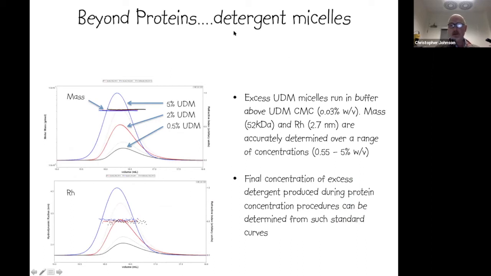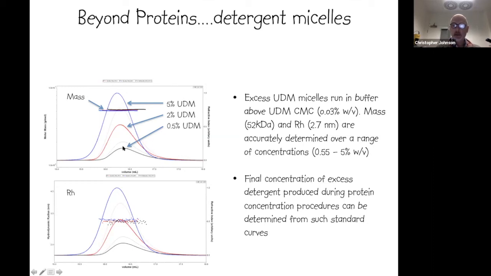If you go beyond proteins, it's quite easy to study other types of macromolecule, in this case, detergents. And you can see here using the detergent UDM, this is known to form micelles with a mass around 50 kilodaltons and a hydrodynamic radius of around 3 nanometers or so. And these are both very accurately determined over a wide range of concentrations. Once the detergent goes above the critical micelle concentration, it forms micelles. The interesting thing to point out here is that although the mass and the hydrodynamic radius of these samples are all the same because they're micelles, the concentration of micelles passing through the detectors is increasing as we have more and more UDM in the sample.